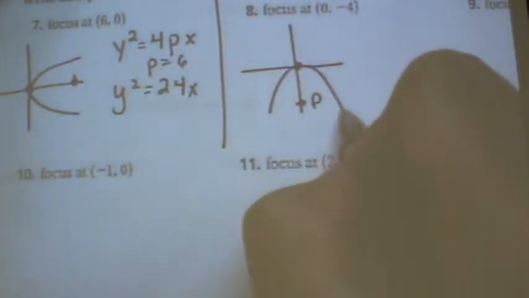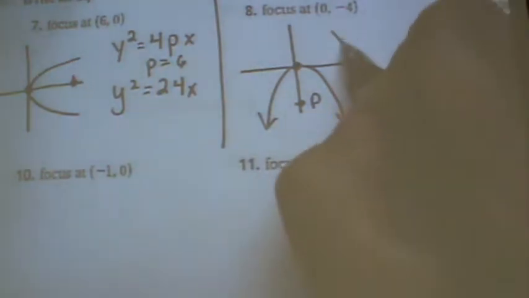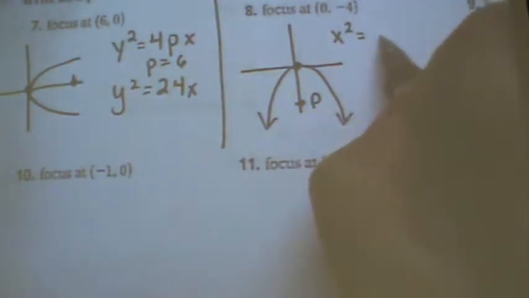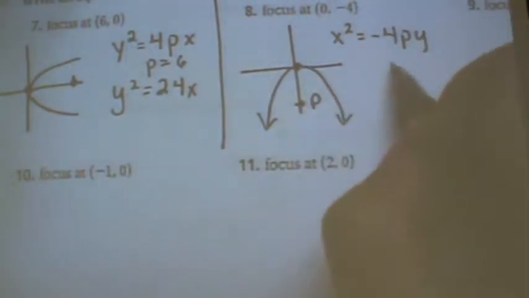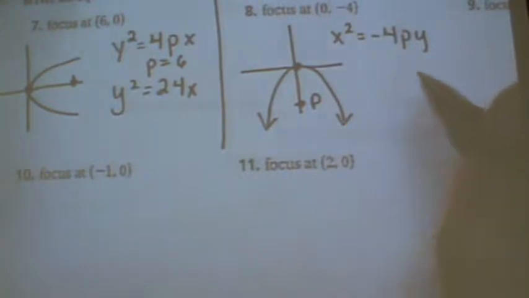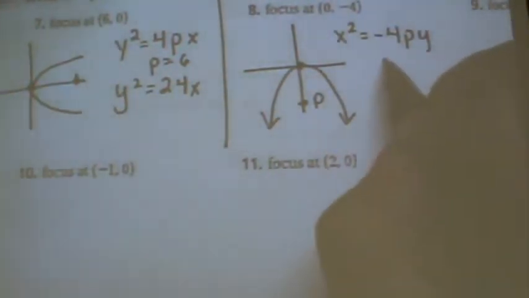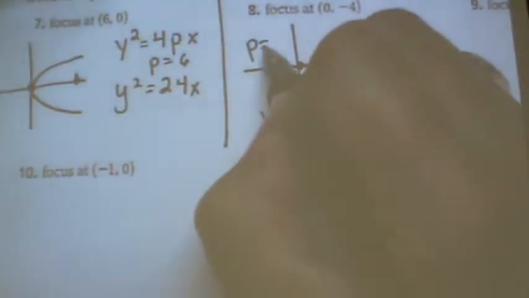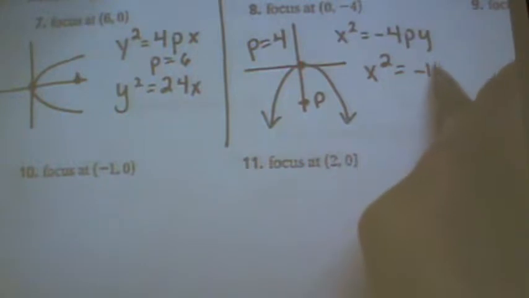It's going to be upside down. So is this an x squared or a y squared? X squared. X squared equals, is 4p negative or positive? Negative. Good. And what is p? 4. And by the way, p is always a positive number. Think of it as how many units it is away from the vertex. So p is 4. So what's my equation going to be? X squared equals negative 16y.